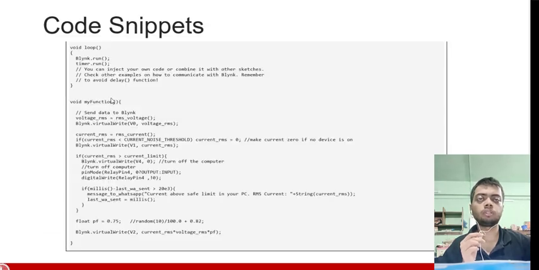Here we have written this snippet so that the Blynk interface will show us the voltage RMS value and current RMS value. We have also written a formula to calculate the power, and the power will be displayed in our Blynk interface.